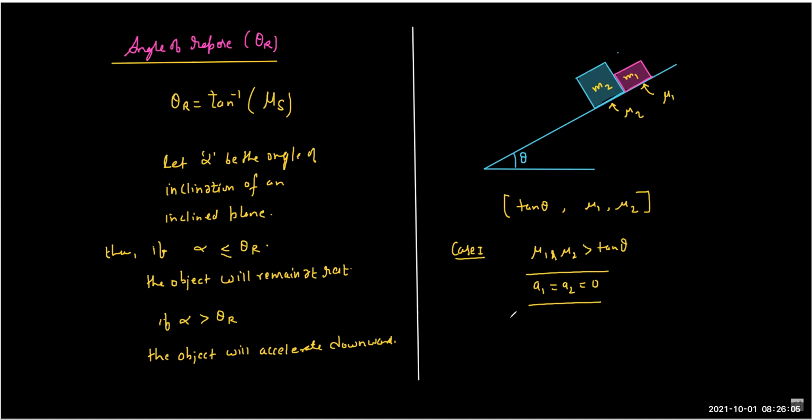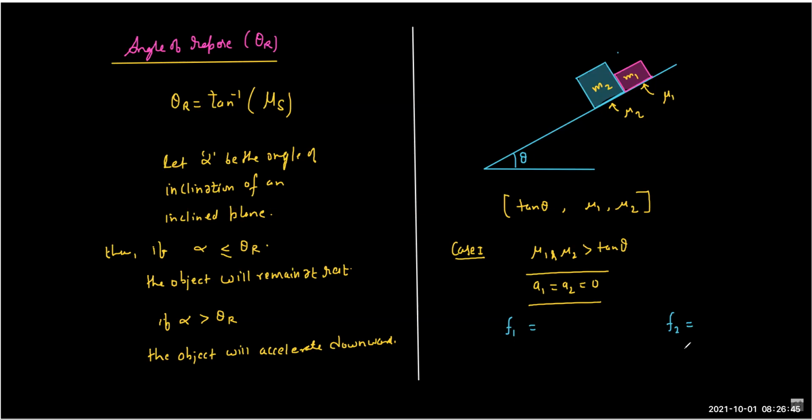So the next question is, what is the friction force acting below the blocks M1 and M2? So what is F1 and F2? Tell me, what is F1 and F2? Sir, zero only because of Newton's first law. Okay. What is F1? Friction force acting on block M1.